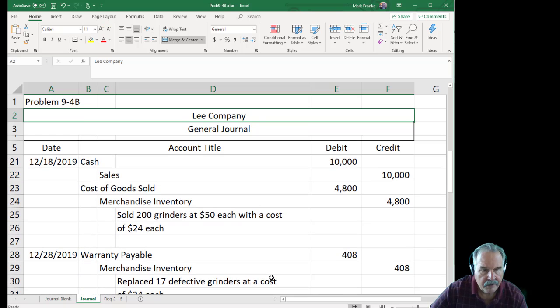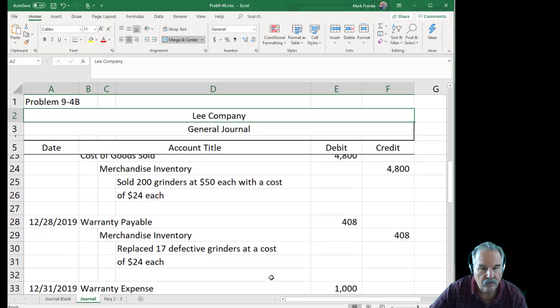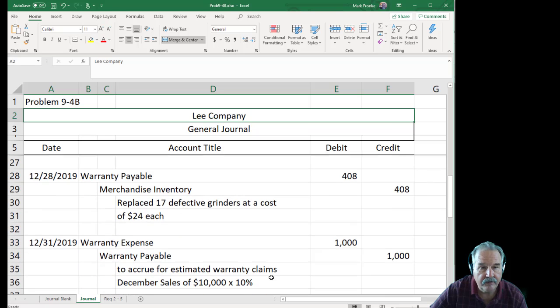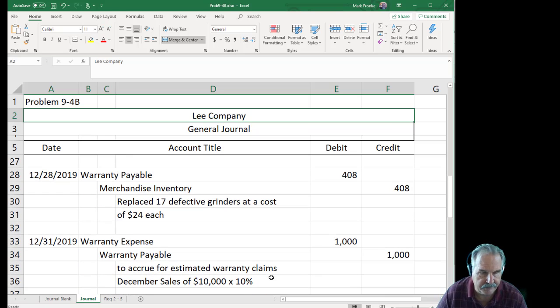Then we had 17 more grinders. This is on the 28th. 17 more grinders came in defective. We threw them in the trash. We took 17 off the shelf and we shipped them out. Or maybe we just gave them to the customers.